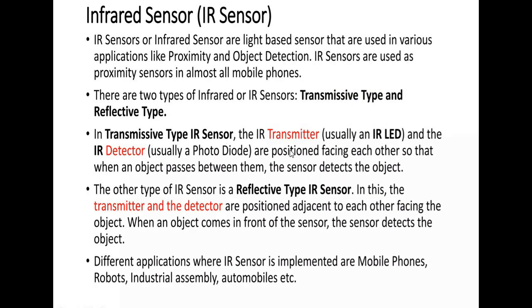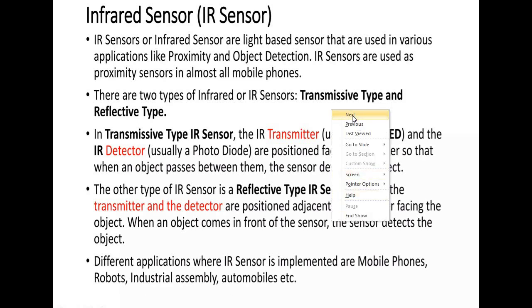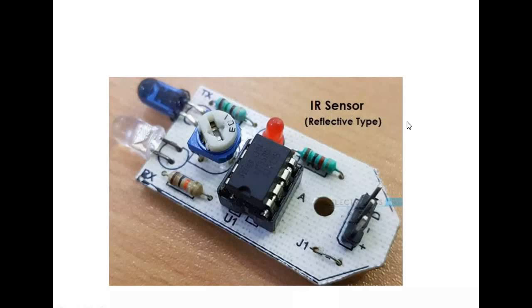Infrared sensors are used in our remote controls and more. There are two types of IR sensors: transmissive type and reflective type. In the transmissive type IR sensor, the IR emitter and the IR detector are positioned facing each other, so that when an object passes between them, the sensor detects the object. Different applications where IR sensors are implemented are mobile phones, robots, industrial assembly, and automobiles, etc.